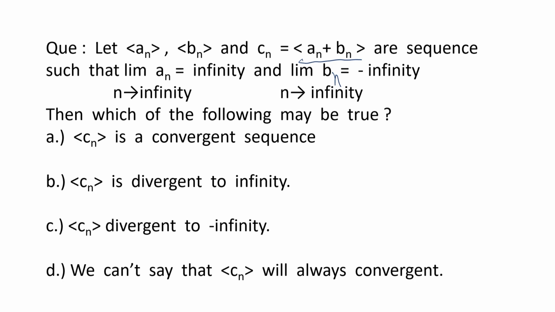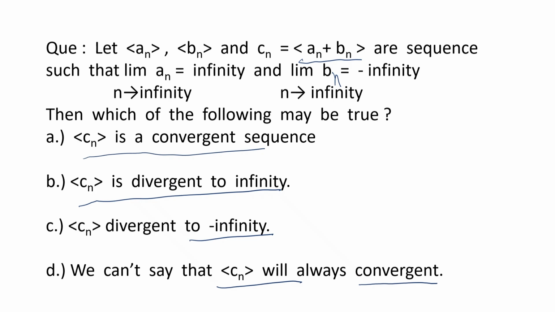Option A says that the sequence c_n is a convergent sequence. Option B is that the sequence c_n is divergent to infinity. Option C is that the sequence c_n is divergent to minus infinity. And option D says that we can't say that the sequence c_n will always be convergent. We have to check which of these options are true. In option A, it is given that the sequence c_n is a convergent sequence. We have to check whether it is true or not.